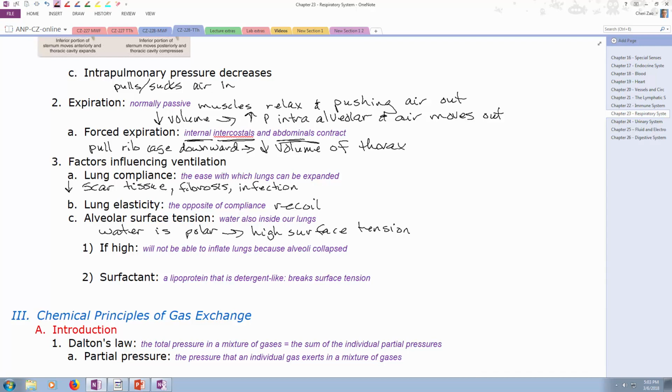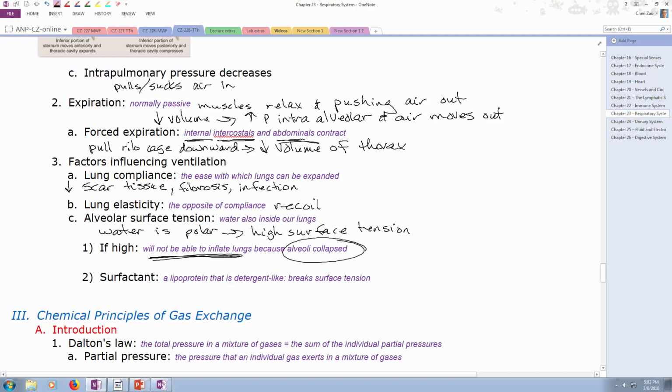If we have high surface tension inside our little air balloons with a bunch of water, that means it's just like trying to blow up a wet balloon that's all collapsed on its sides. Again, this is going to decrease compliance, right? It's going to stick together and we're going to have a hard time blowing it up. So high surface tension means that it creates difficulty in inflating your lungs because our alveoli are actually collapsed.